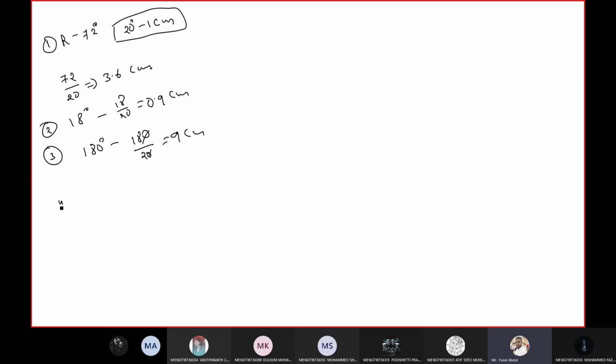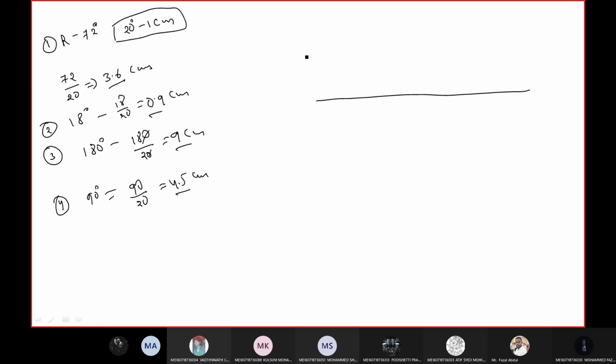Then the last one is the fourth one, 90 degrees. So for 90 degrees, 90 by 20, 4.5 centimeters. So with the help of these values 3.6, 0.9, 9, 4.5, construct the displacement diagram. So measure 3.6 centimeters. By measuring all the values, I'm directly drawing here.